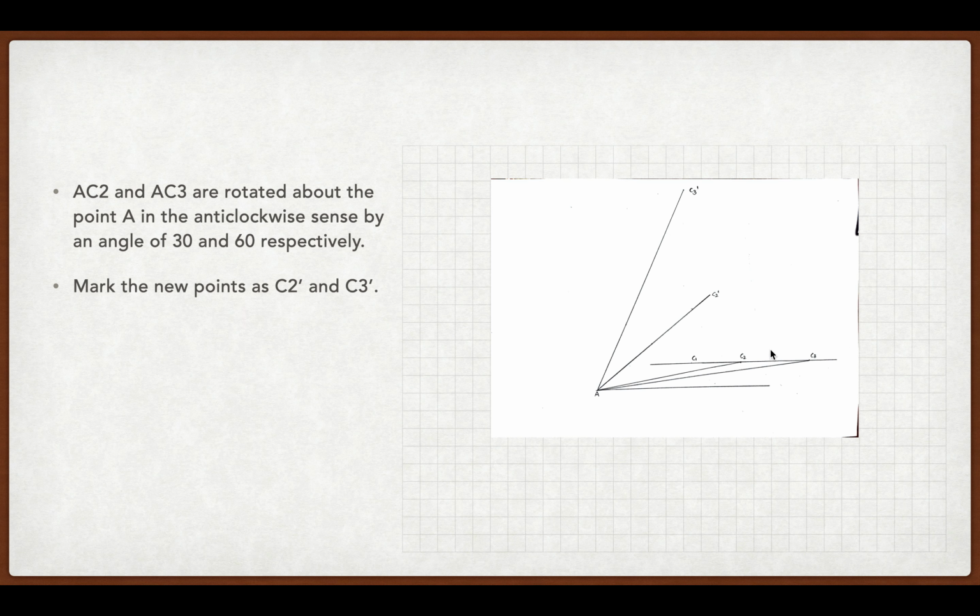After joining AC2 and AC3, we are required to find the points C2' and C3'. Since they have given us the angular displacements in the question, we can easily find the positions of C2' and C3' by simply rotating AC2 and AC3 in the anti-clockwise sense. AC2 has to be rotated by an angle of 30 degrees so that we can find the point C2'. Similarly, AC3 has to be rotated by an angle of 60 degrees to plot the point C3'.